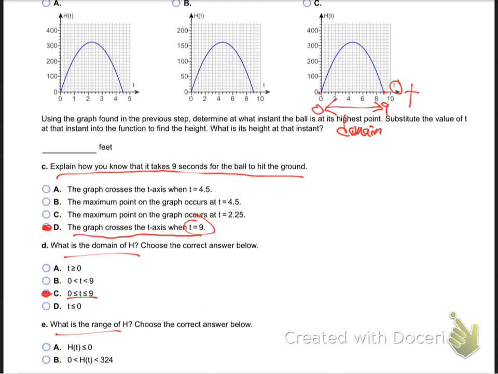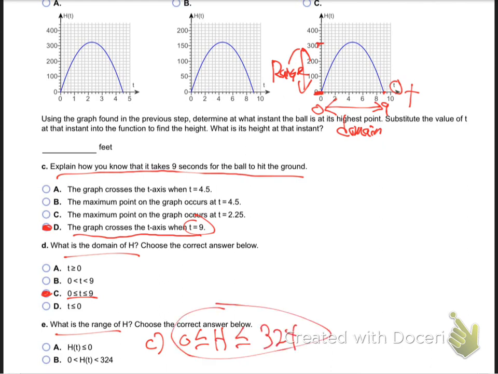What is the range? The range is the up and down. It goes from a depth of 0 to a height of 324. You can't see option C. It's off the screen right now. It shows height between 0 and 324. That's the right answer, C.